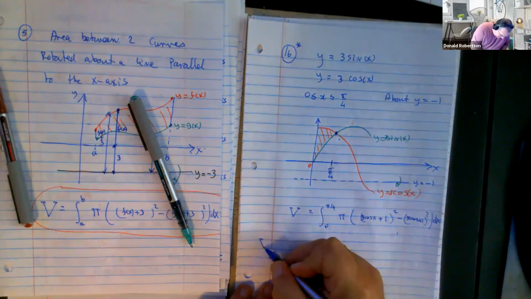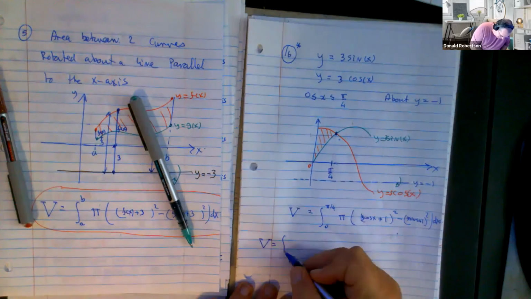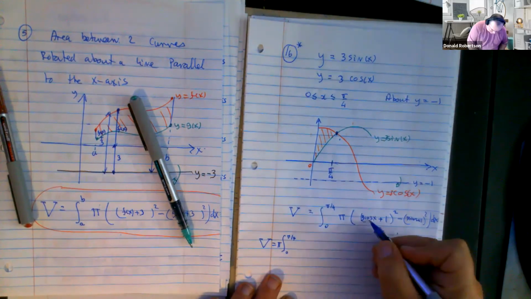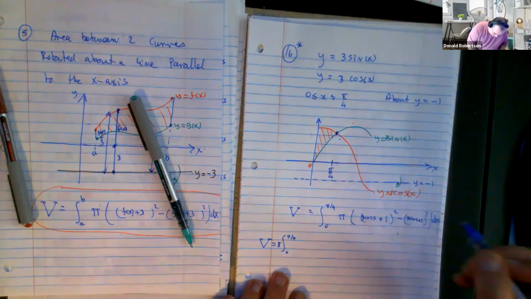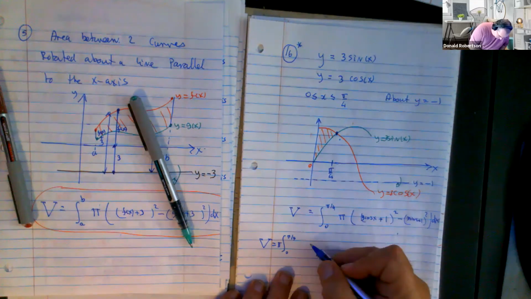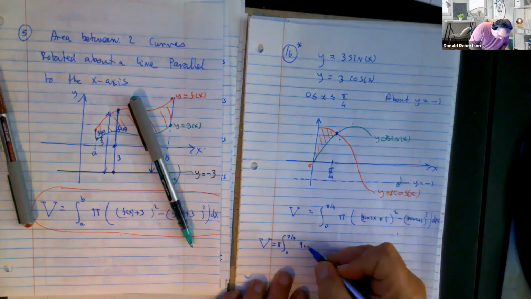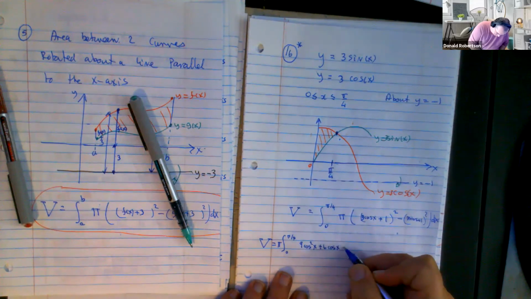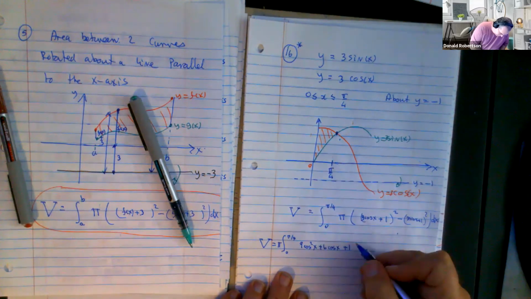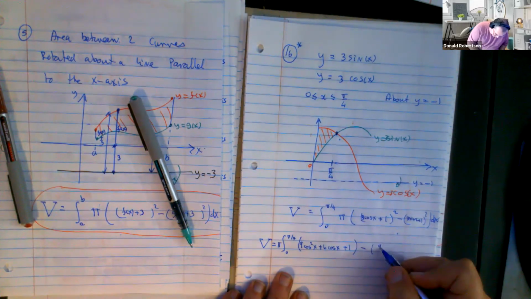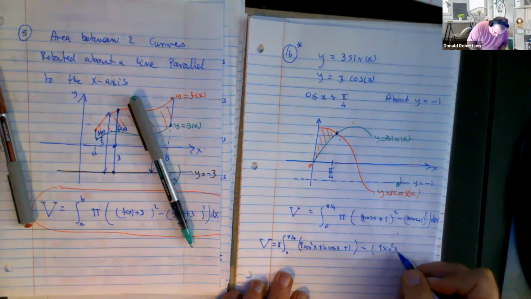And this one isn't as straightforward as most of the integrals we've done before. 3 cosine x plus 1 squared take away 3 sin x plus 1 squared. It's not a trivial thing. If you FOIL this guy, you get 9 cos squared x's plus 6 cosine x's plus 1. If you do the same to that one and you FOIL it, you will get 9 sine squared x's plus 6 sine x's plus 1.